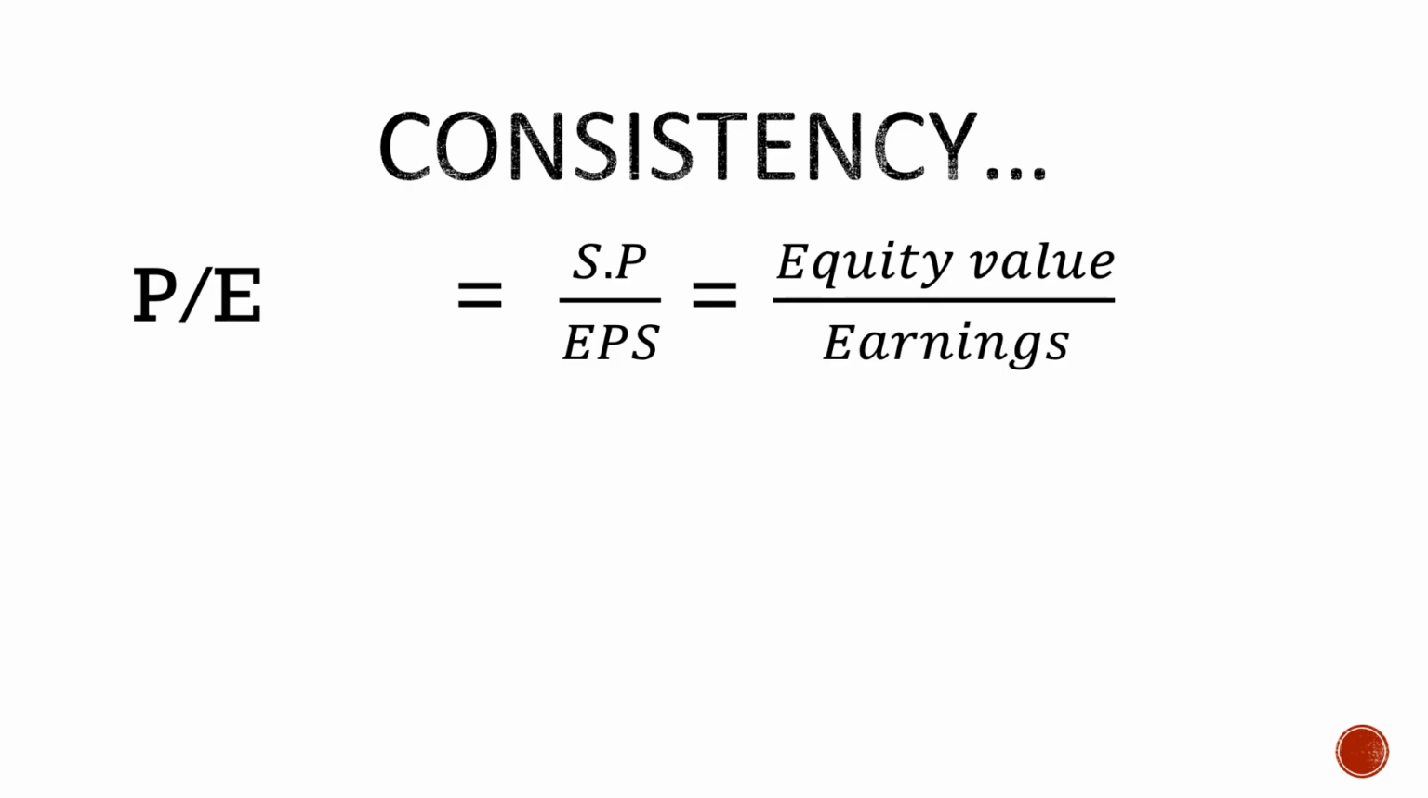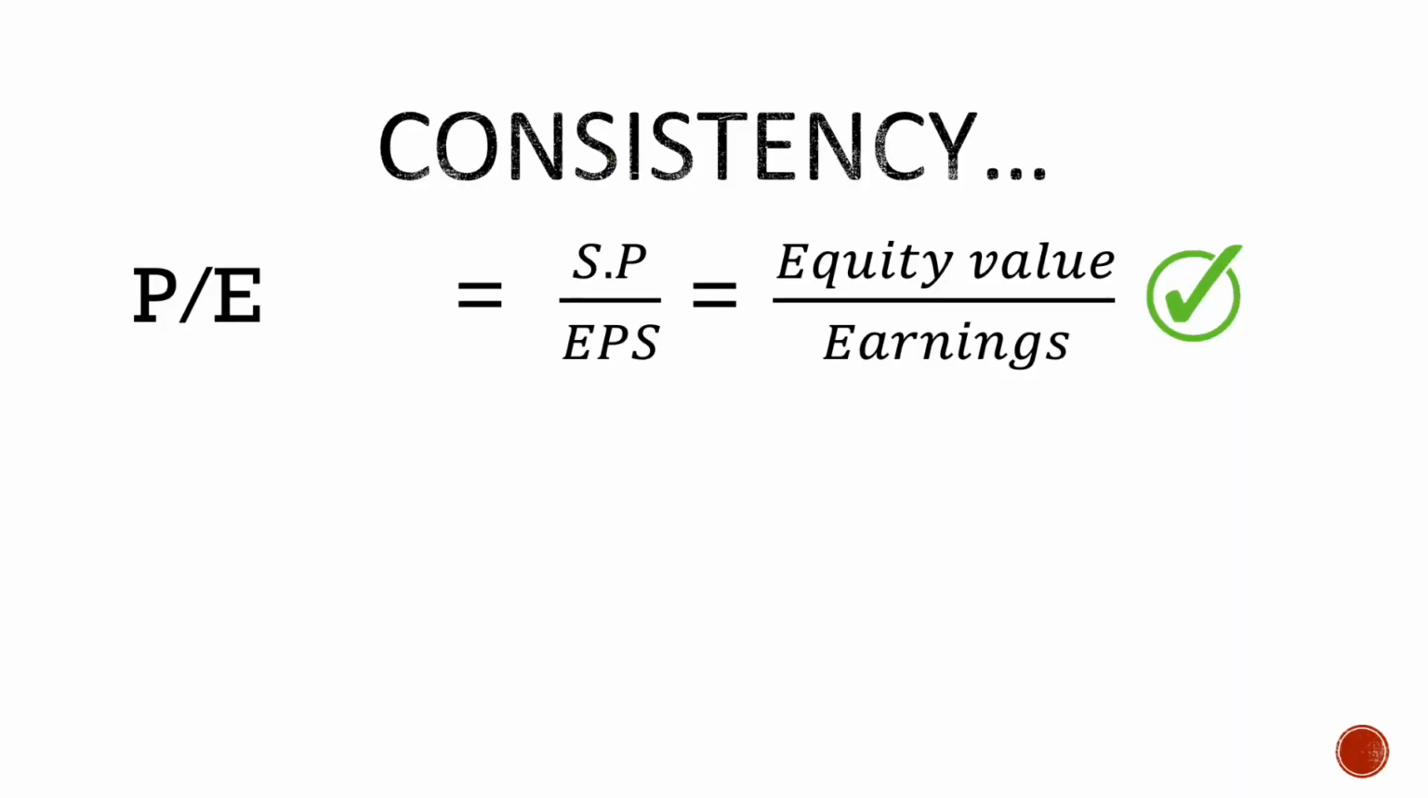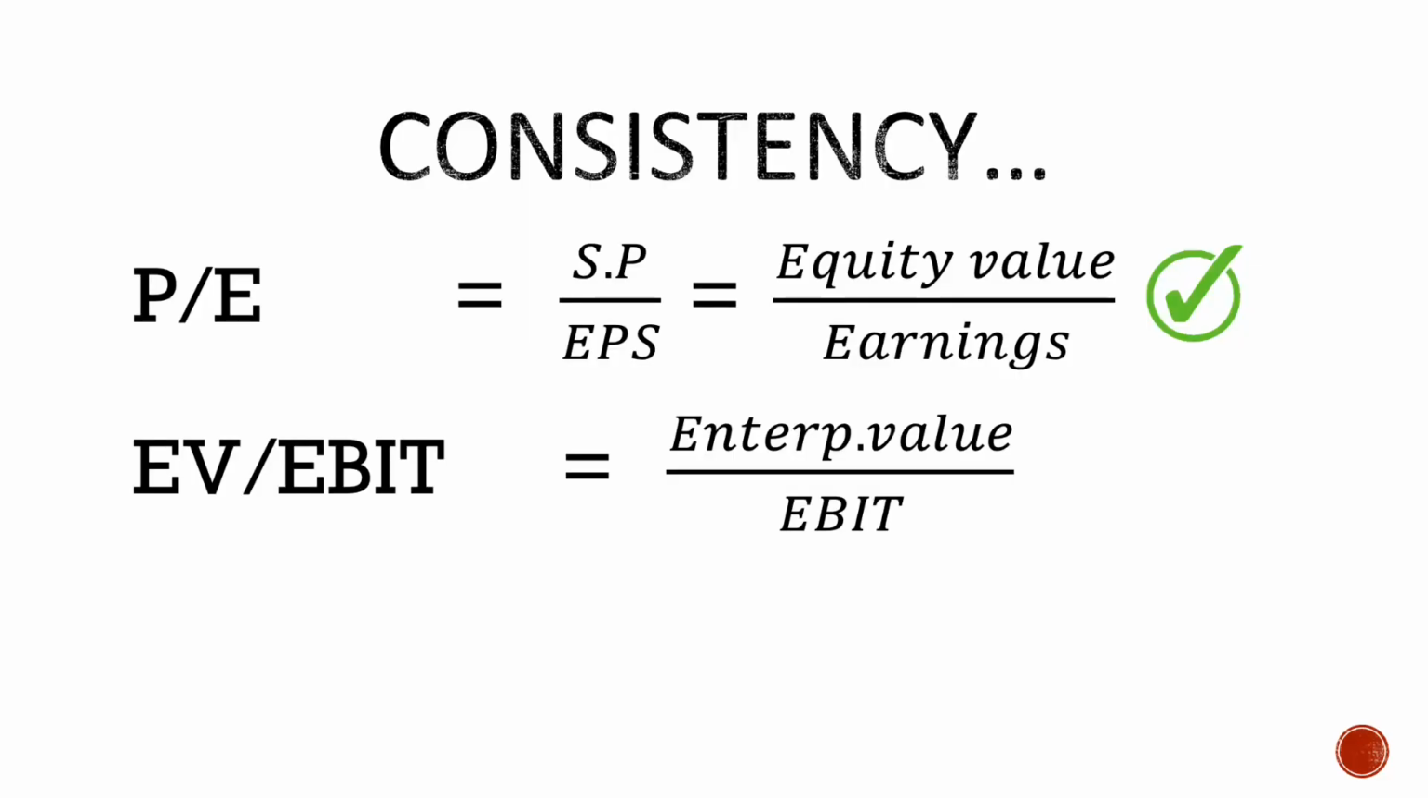The price-to-earnings ratio. This is the ratio of the share price to the earnings per share. If we multiply both the numerator and the denominator by the number of shares outstanding, it can also be expressed as the ratio of equity value to earnings. Note that the equity value is of course an equity measure, and earnings, or net income after tax, where the interest has been deducted, is also an equity measure. This is therefore consistent.